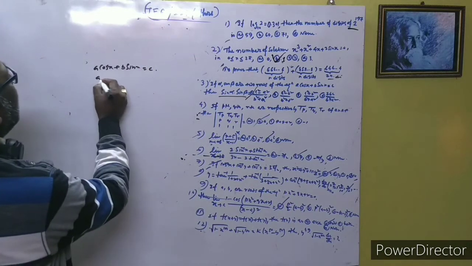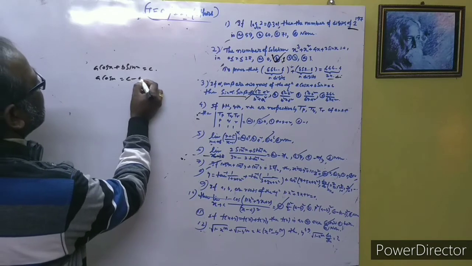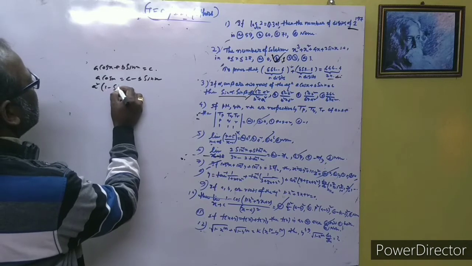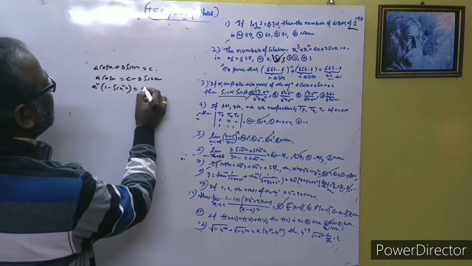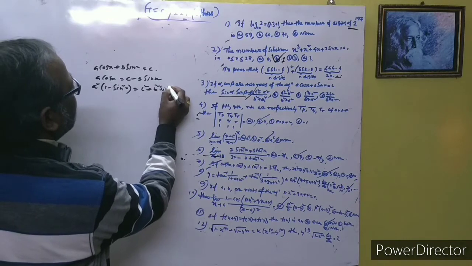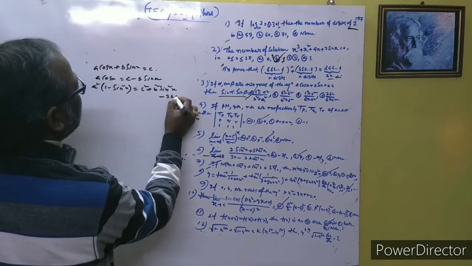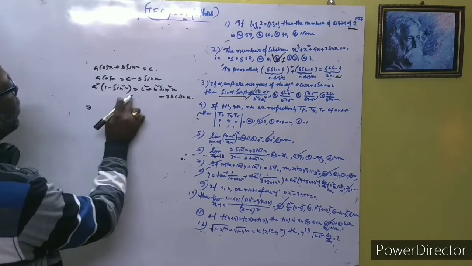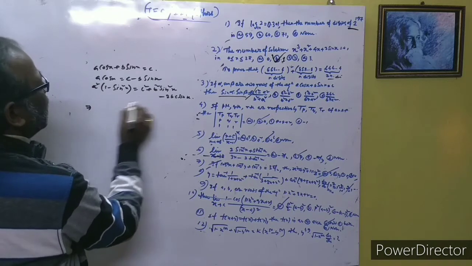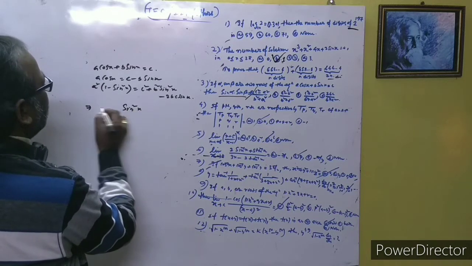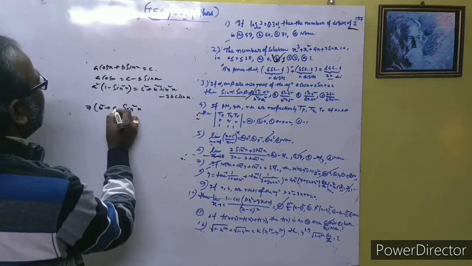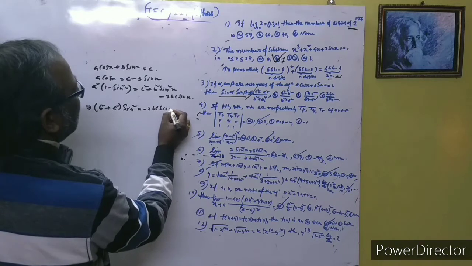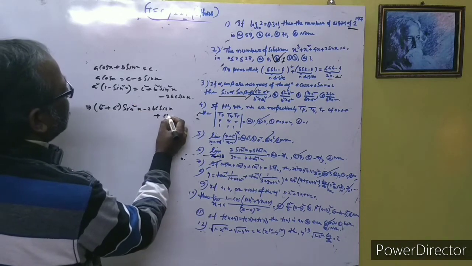So now a cos x equal to c minus b sin x. Squaring both sides, a square times 1 minus sin square x equals c square plus b square sin square x minus 2bc sin x. Now multiplying out, the coefficient of sin square x is b square plus a square, then minus 2bc sin x plus c square minus a square.